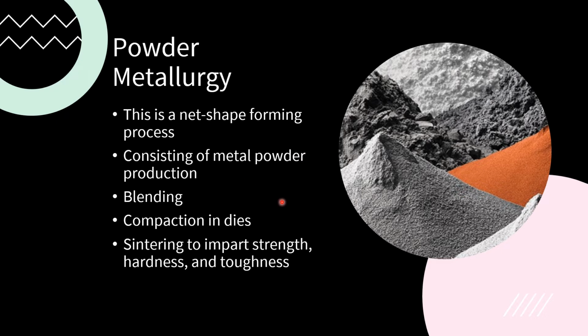It consists of metal powder production, and then we have blending, and compaction in dies, of course, and sintering to impact your strength, your hardness, and your toughness in these powders. So first, produce the powder, blend them, then compact them in dies, and then you sinter. Okay.